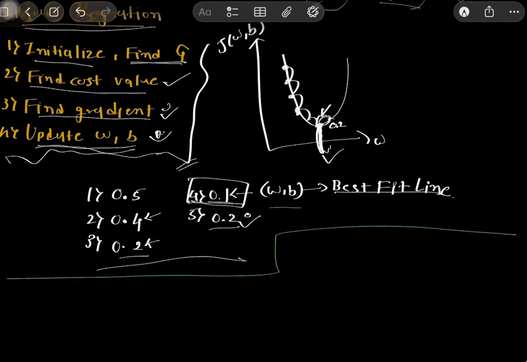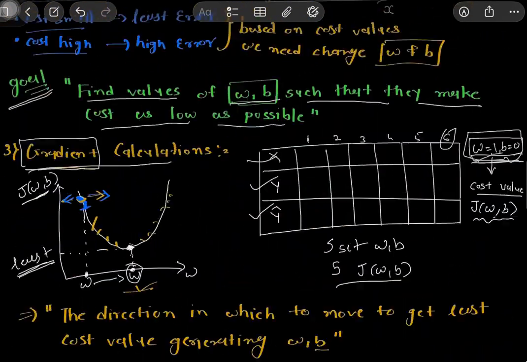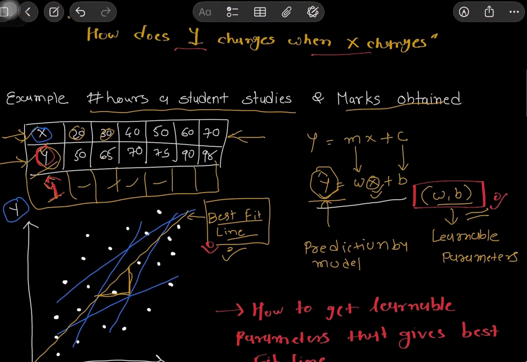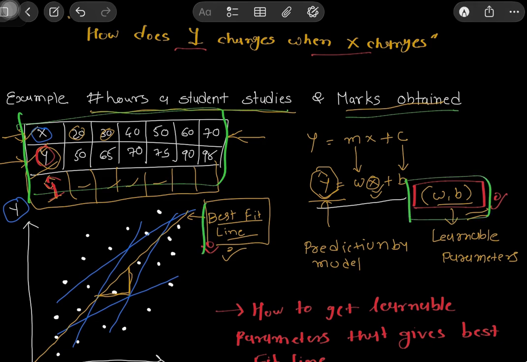So at the end of this training process, we have got ourselves this best set of W and B, which can help us with our initial problem statement that we took, which was the number of hours a student studies and marks obtained. So using this historical data, we have found our best set of W and B, which gives us this best fit line.